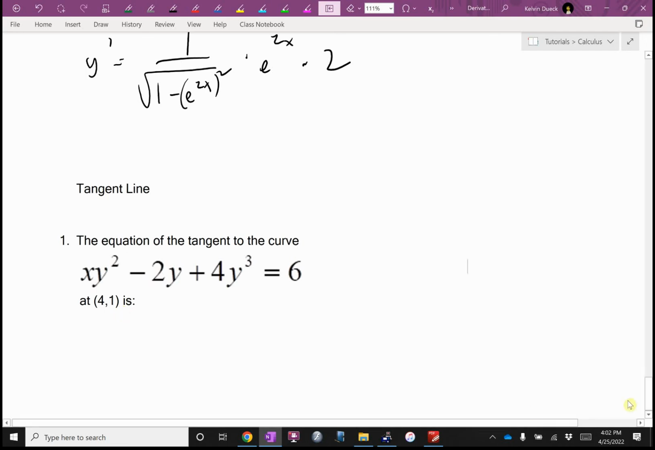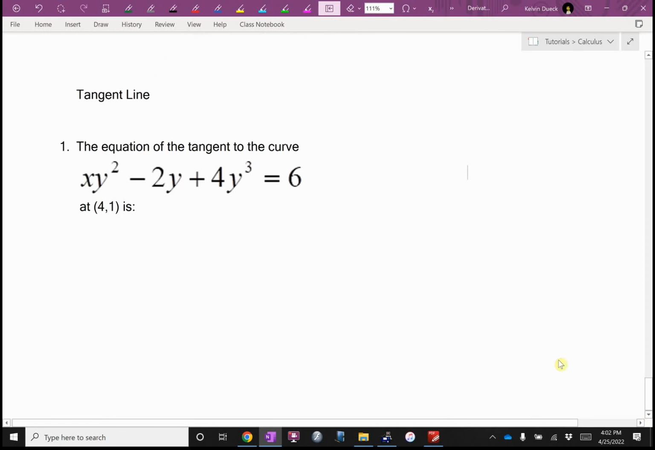Okay. The equation of the tangent to the curve at that point is, all right. So, again, if I plan my attack, it's going to be y prime, substitute 4, 1 to find the slope at that location.